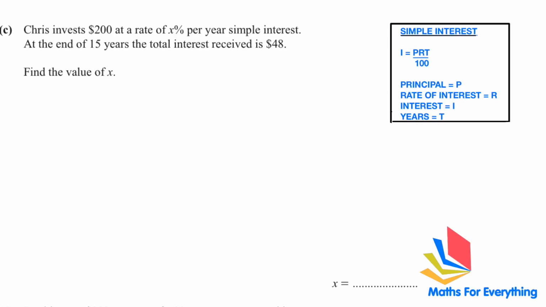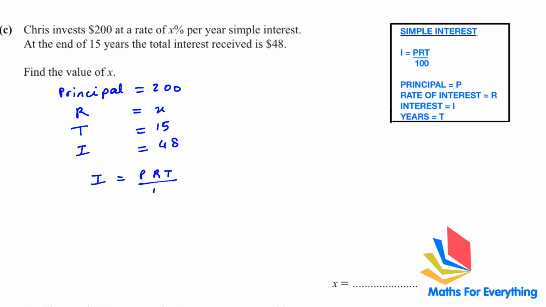So before you begin, always write on the side everything. So you got principal, which is 200. Rate of interest is X. And time in years is 15. And the interest you received is 48. So we are going to plug in the formula. Interest is equal to PRT over 100. You want to find R. So I think it is easier if you make R the subject first.